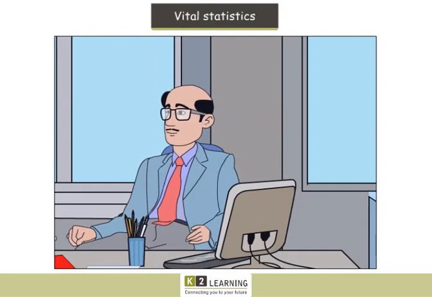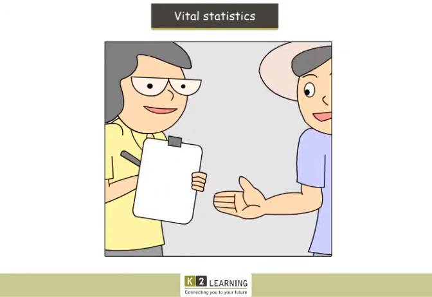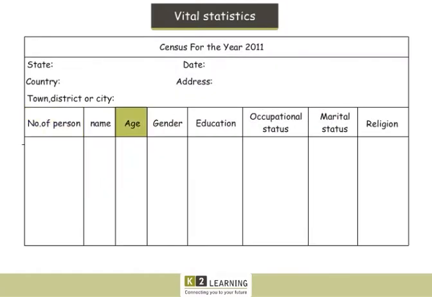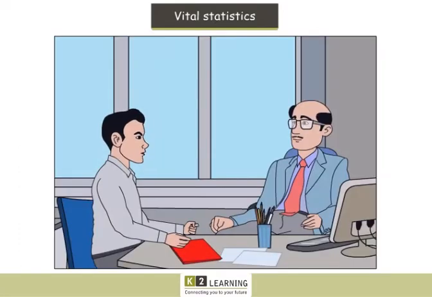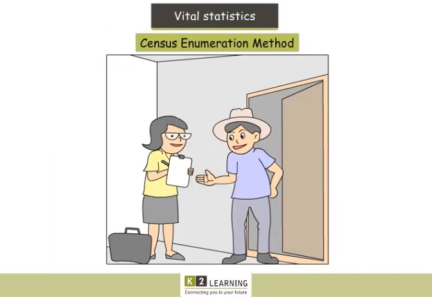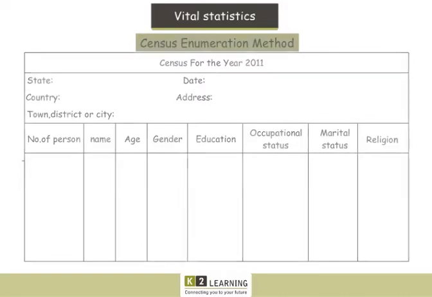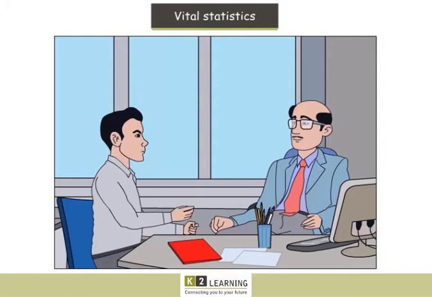Right. You must also be aware of enumerators sent by the government to every house to collect data regarding number of people in every home, their age, gender, education, occupational status, marital status, religion, etc. Yes, once in 10 years, census. Correct. This is also a method of collecting vital statistics data. It's called the census enumeration method. But the data collected will pertain only to that particular year and hence doesn't help in providing suitable data for analysis. How does one analyze the vital statistic data?